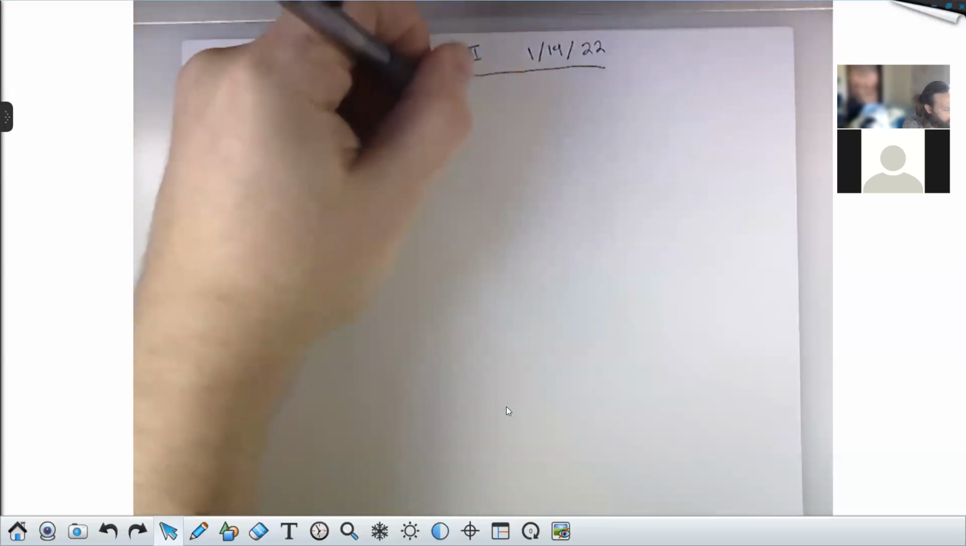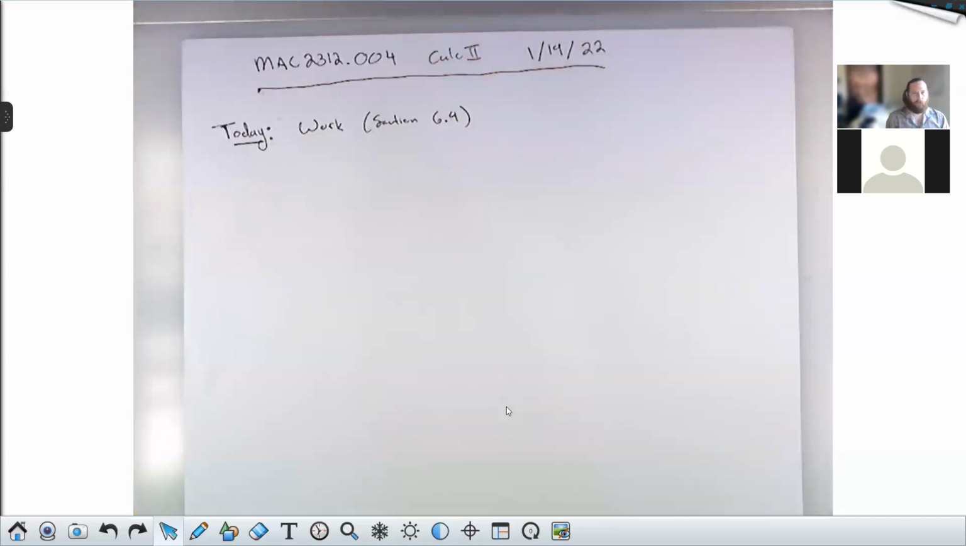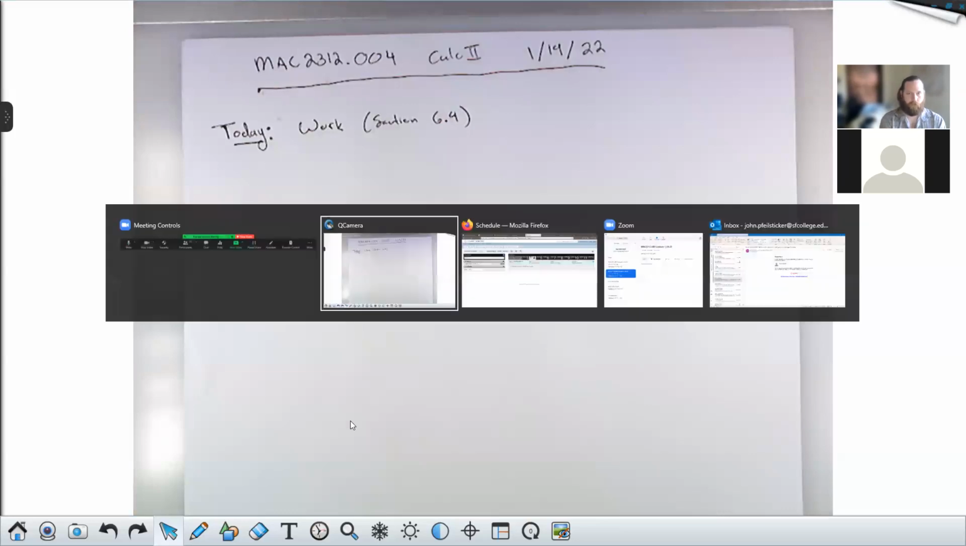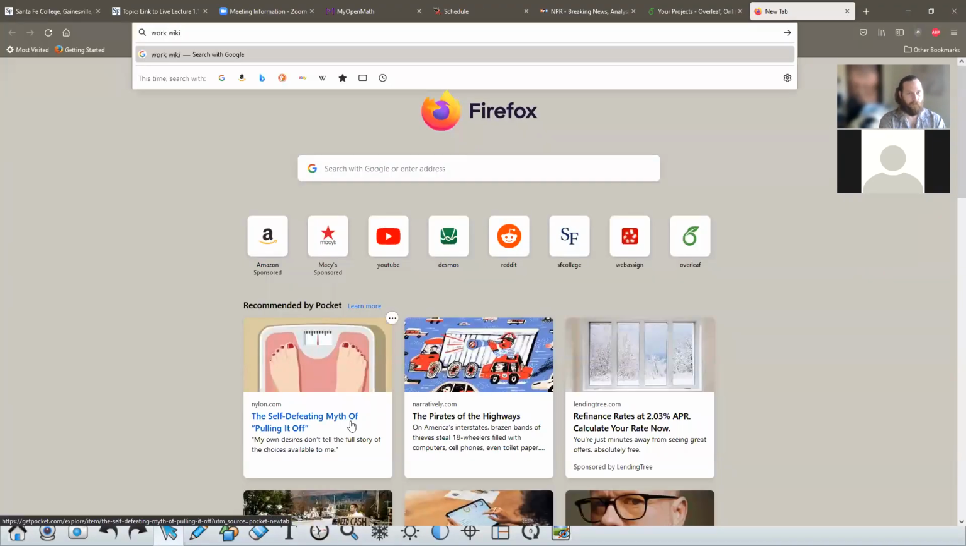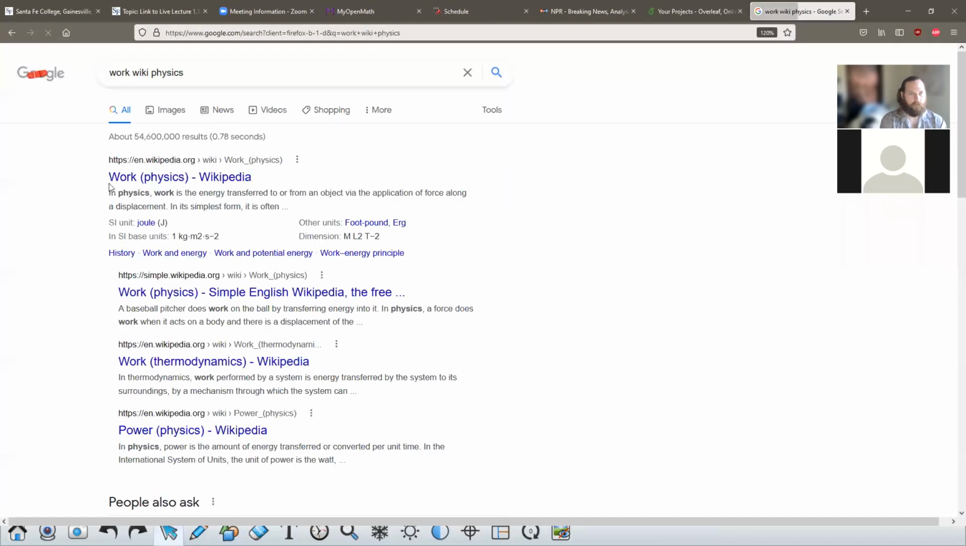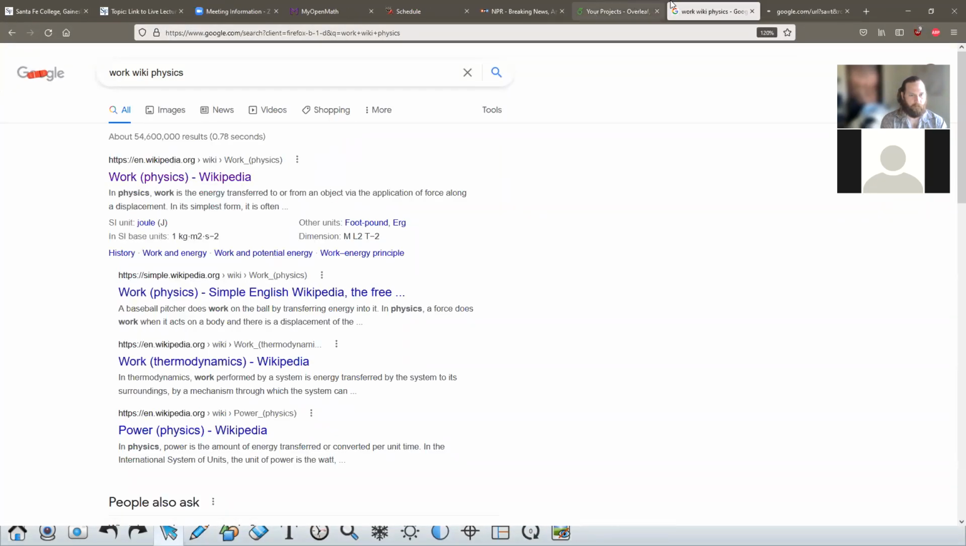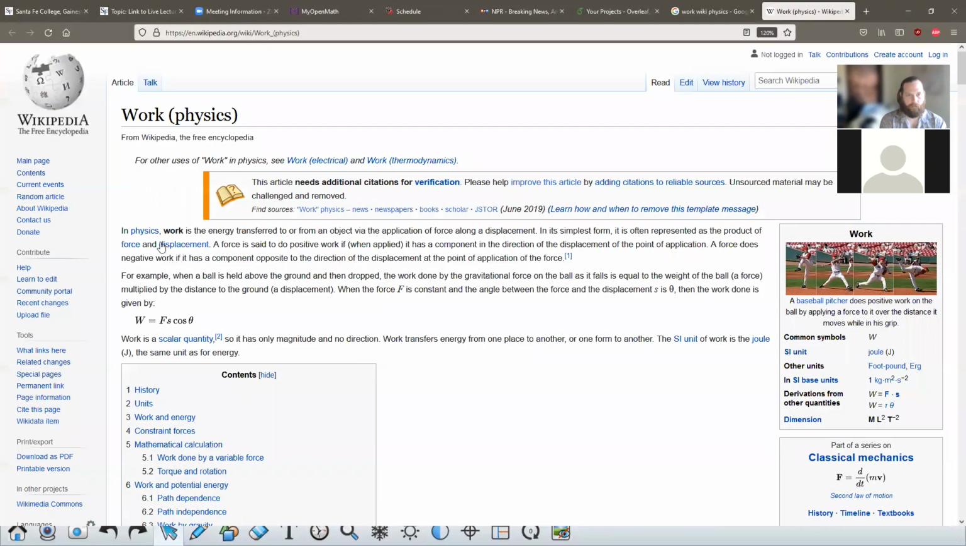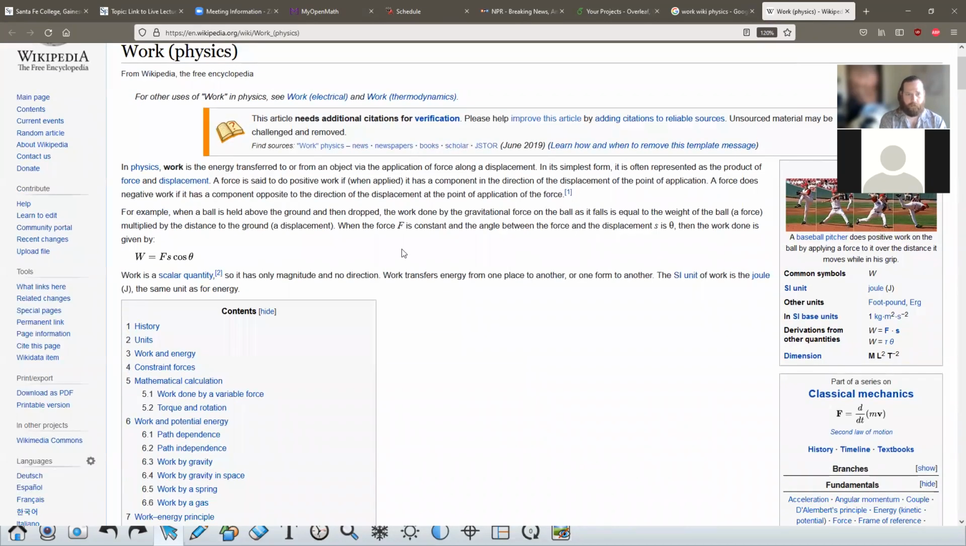Section 6.4. If you look for the definition of work, let me show you here. You'll see a few different things. Work is the energy transferred to or from an object by the application of a force along a displacement. But this is not the only definition of work. The main thing I want to point out is the definition we'll use. It's a perfectly fine way to think of things: it's a force times a distance.